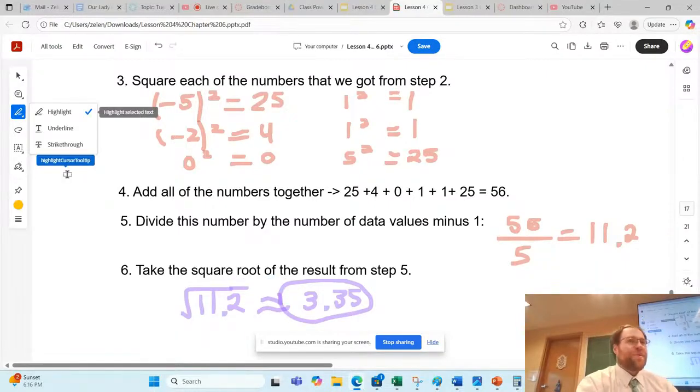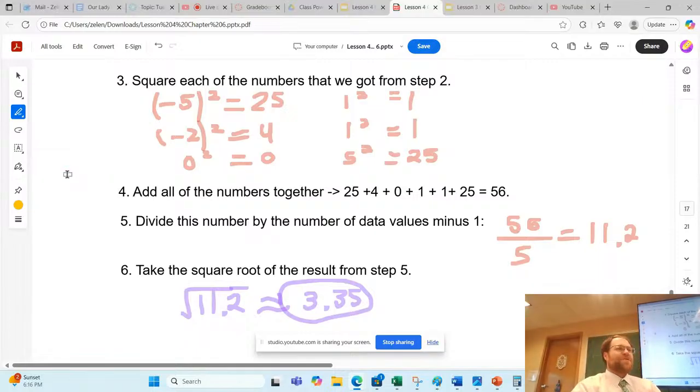And that 3.35 is giving you a measure of how far away the numbers are from each other in that data set. The higher this number is, the more spread out the values are. The smaller that number is, the closer together they are. Any questions on how to do this process?